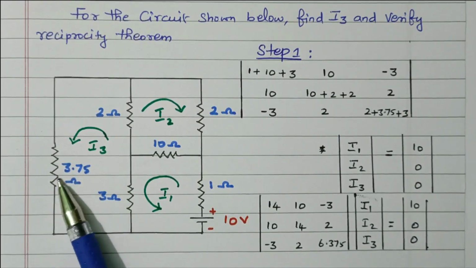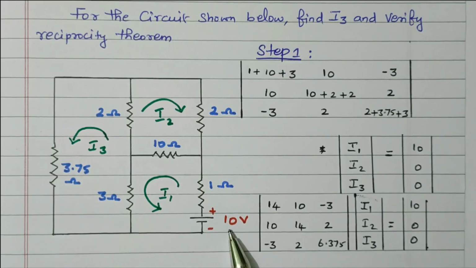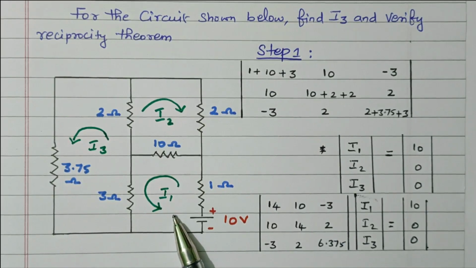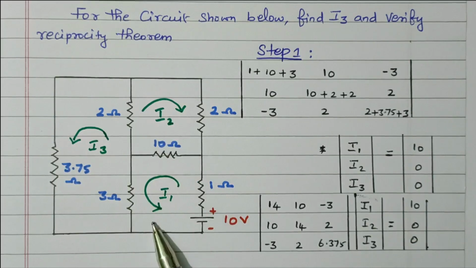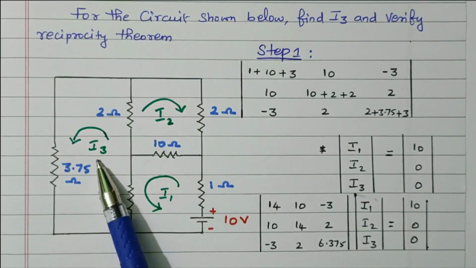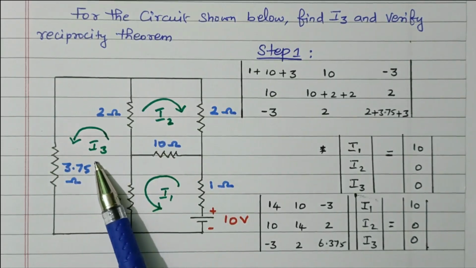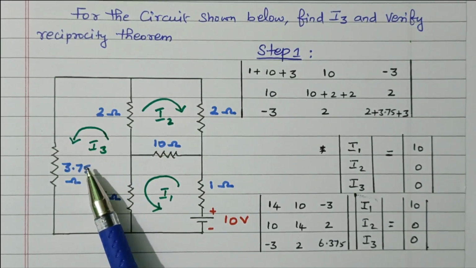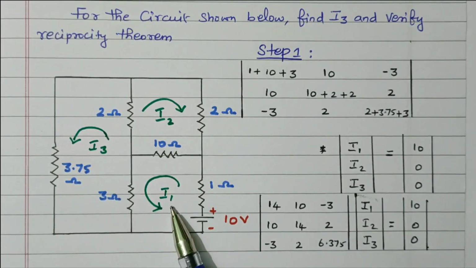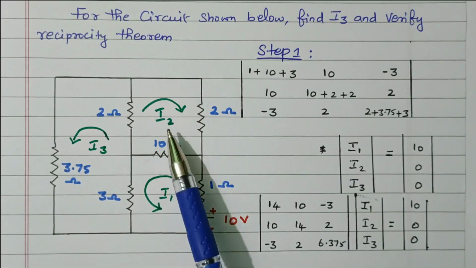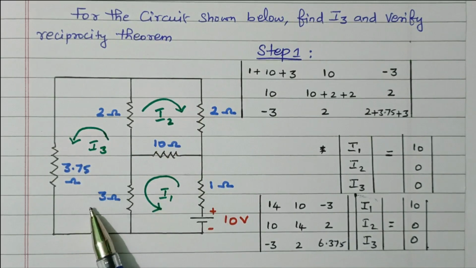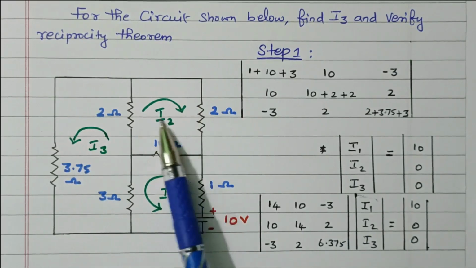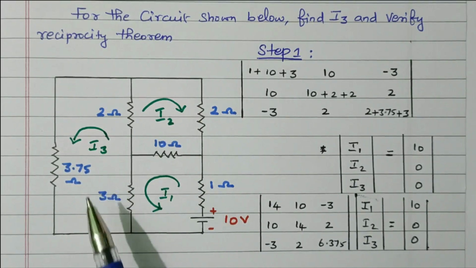So we can treat this as the load end. The source is available in branch 1. We can take this as branch 3, and this is branch 2. So the problem is to find the current I3, and also to verify the reciprocity theorem. The first branch contains the voltage source, and the third branch is where we need to find the current. So first we need to proceed with this circuit and find the value of I3.